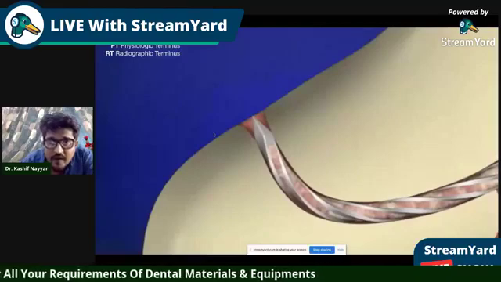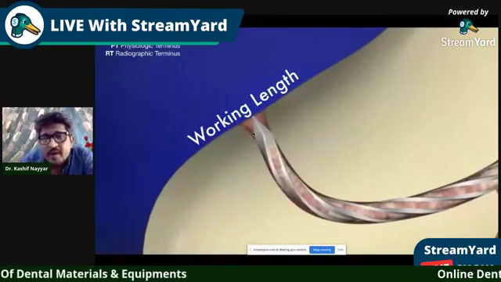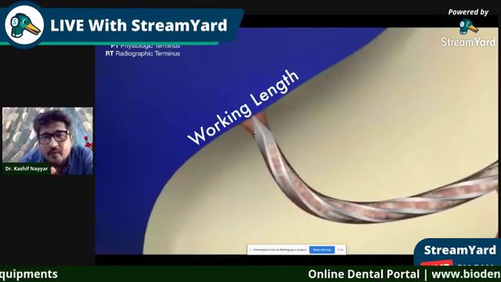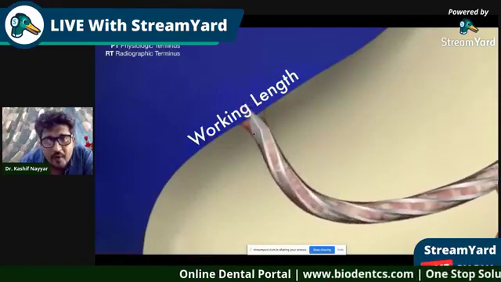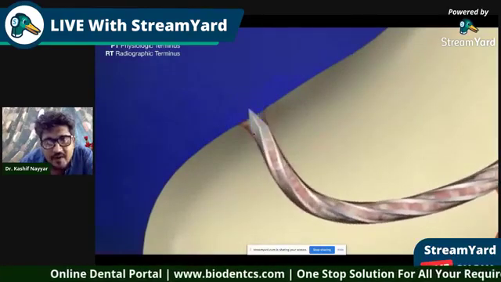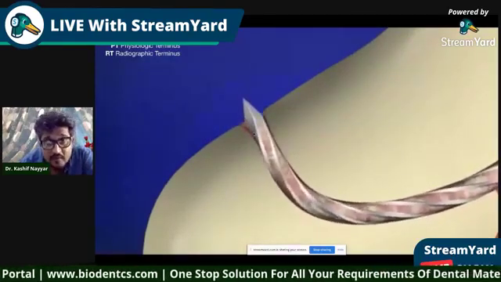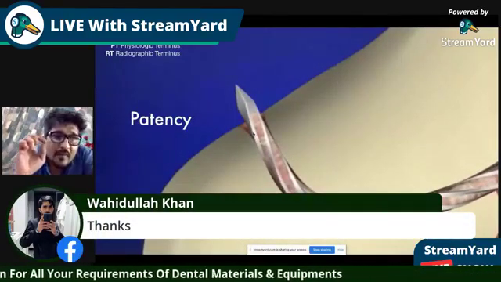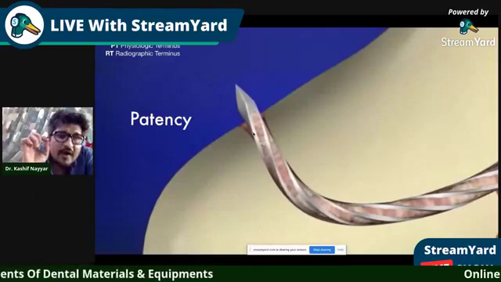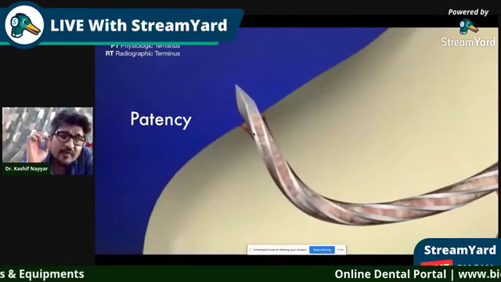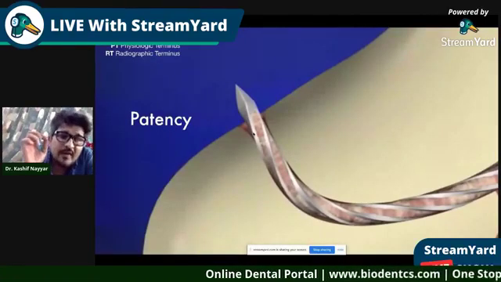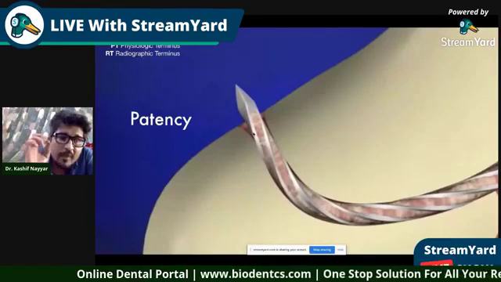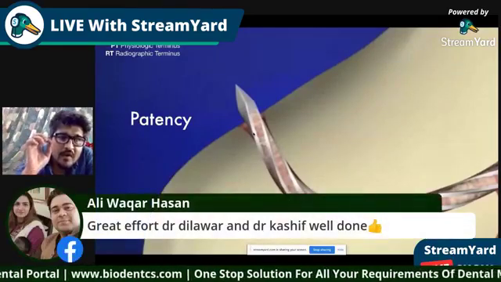And once your file is in this position, you can only measure it with the help of the apex locator, not with the radiographs. Okay, because we cannot discriminate with radiographs, although yes, we can see that it's on the right path. And once you have established the working length, push the file through the apex intentionally, deliberately, and repeatedly to make sure this pathway is open.